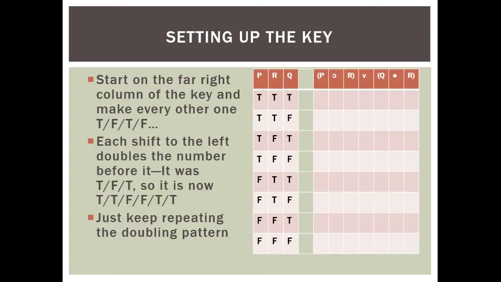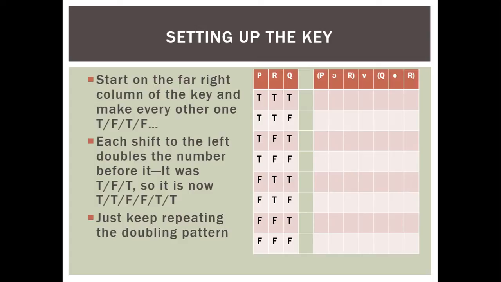To get the number of rows, you start with 2 and double the number before it until you fill up your rows. Then you start on the far right column, go every other one, true, false, and every shift to the left, you double the number before it. So it's every other 1 on the Q section. The R is 1 shift left, so you go every other 2. The P section is 1 shift left, you double the R's, and now we're at every other 4. So you go 1, 1, 1, 1, 2, 2, 2, 2, 4, 4. Okay, so that's the key.